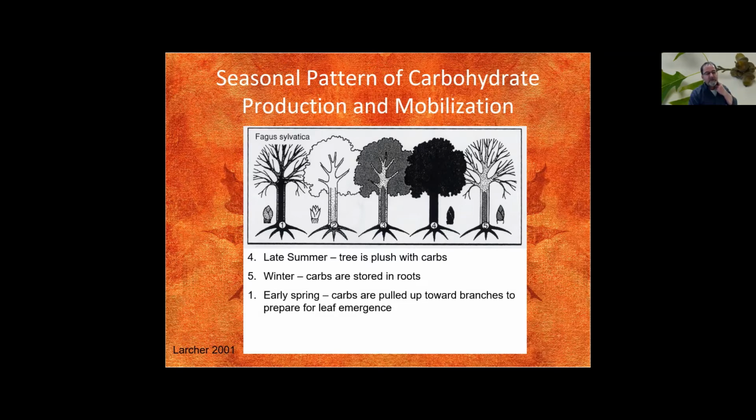And that energy is depleted by spring. After leaf emergence, the carbs have been depleted. They are not yet fully beginning to photosynthesize again. So the last thing that we want during this phase of the year would be a late frost.